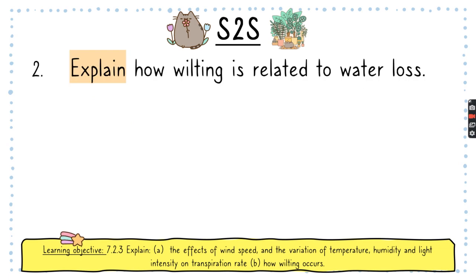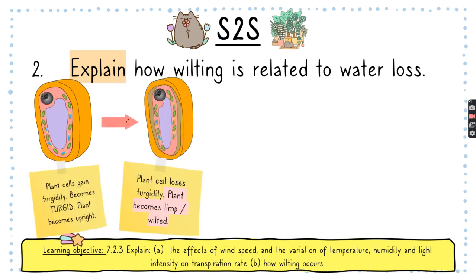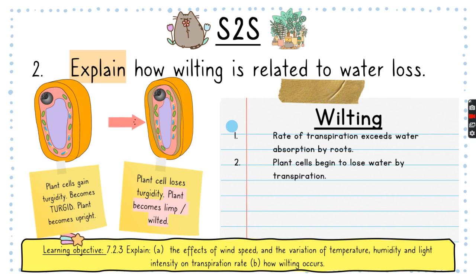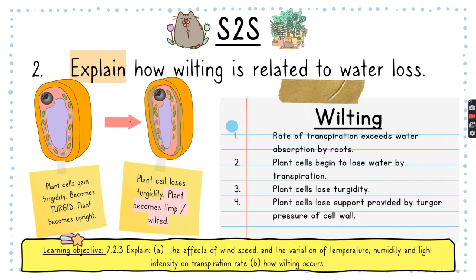The second part of the step to success is we have to explain how wilting is related to water loss. So it has to be this part right here about losing turgidity. Wilting happens when the rate of transpiration exceeds water absorption by the roots. So that means the rate of transpiration is higher than water is being replaced by absorption of water by the roots. Plant cells begin to lose water by transpiration, and plant cells lose turgidity. Plant cells lose support provided by turgor pressure of cell wall. Therefore, plants become limp and wilted.